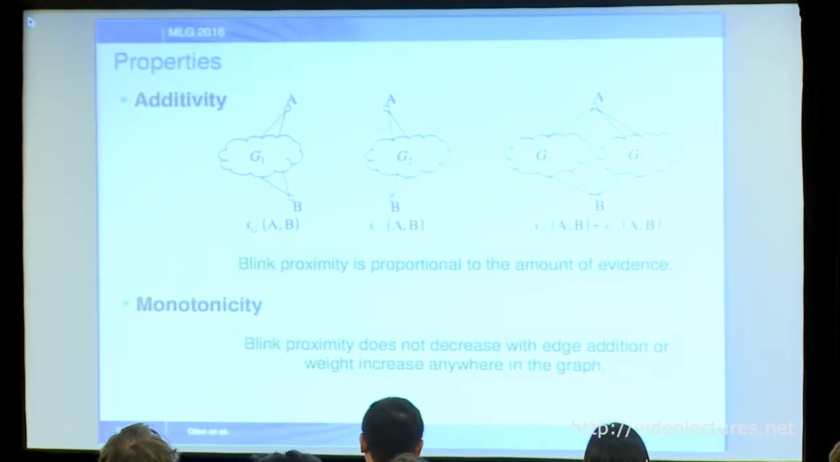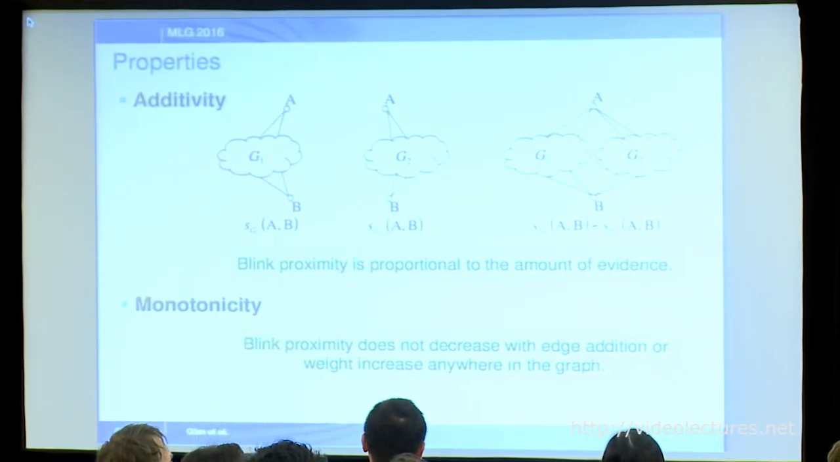Suppose I have graph G1 connecting A and B, and another graph G2. If I combine the two into a new graph, the proximity score between A and B is simply the sum of the two old scores. This additivity tells me that the Blink score is not only correct in a relative sense, it's also quantitatively meaningful. It's proportional to the amount of evidence. If the score is 10 times larger, I can say I have 10 times more evidence to support a certain relation.